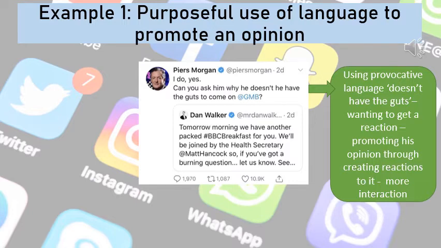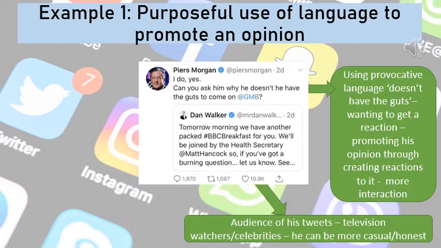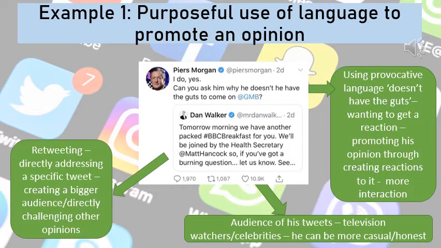Also, you need to think about the audience of his tweets. There will be lots of television watchers or people that follow celebrities, so he can afford to be more casual, open and honest with his opinions. In addition, he is retweeting somebody directly. This again creates a bigger audience and he directly challenges other people's opinions. Again, this is quite risky, but he does it to get that interaction and that reaction from people on Twitter.